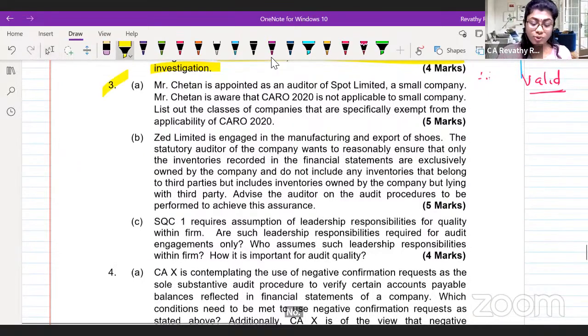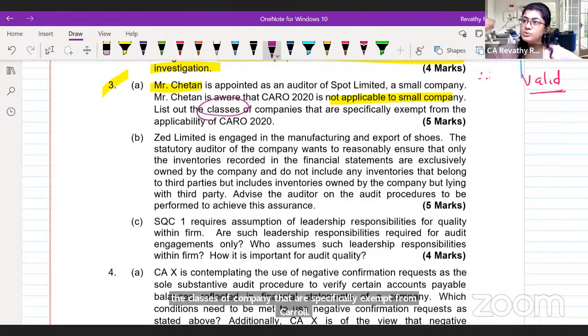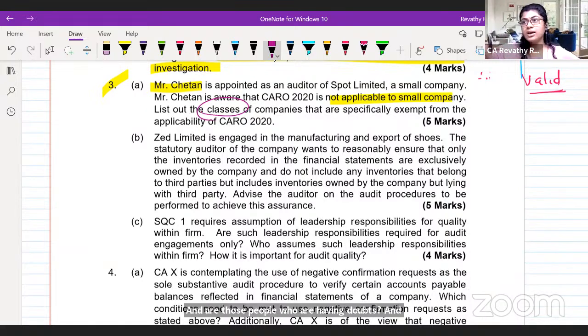Can we go to Q3? Okay. And when such a question comes, you have to say, wow. Mr. Chetan is appointed as the auditor of Spot Limited, a small company. Mr. Chetan is aware CARO is not applicable for a small company. List the classes of company that are specifically exempt from CARO. And those people who have doubts in the already discussed question, kindly stay back. Let's finish off, then I'll come back to you.